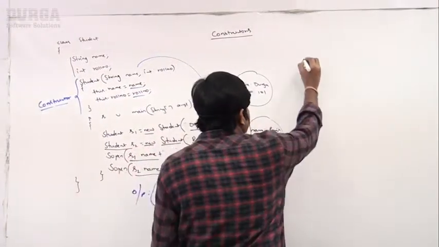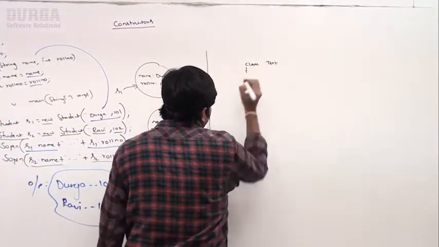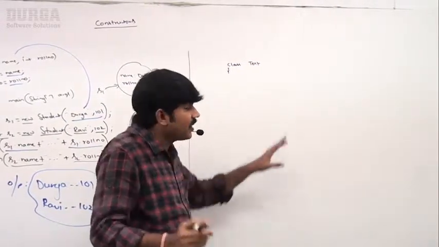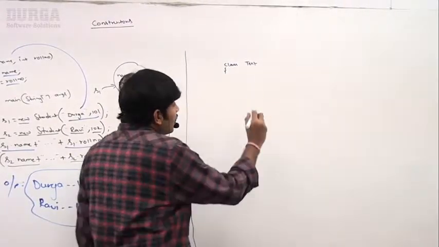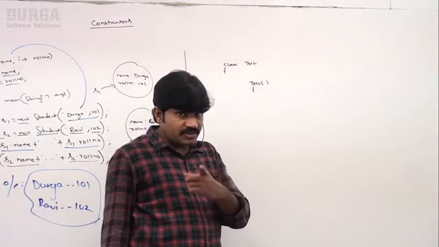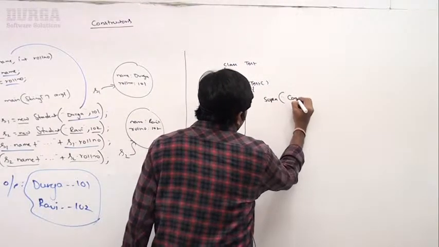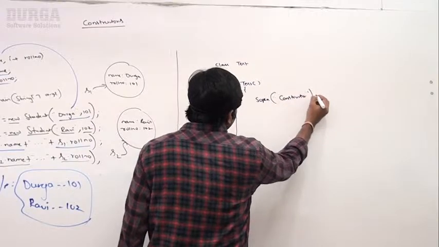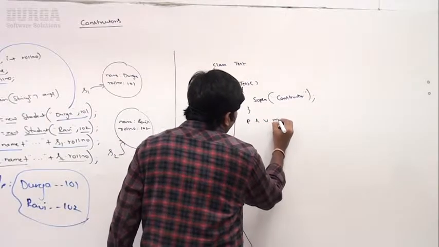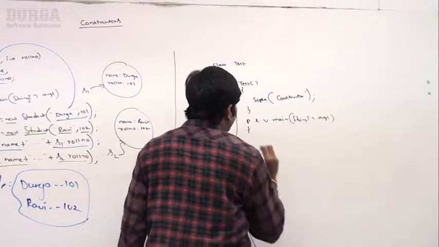Observe carefully. Here I am taking class Test, a small example. Here, just a constructor with System.out.println. How to write a constructor? The name of the constructor and the name of the class must be the same. System.out.println("constructor"). Now public static void main(String[] args).